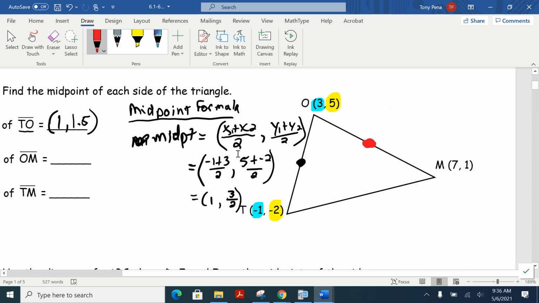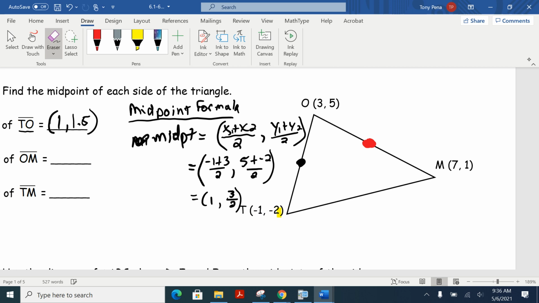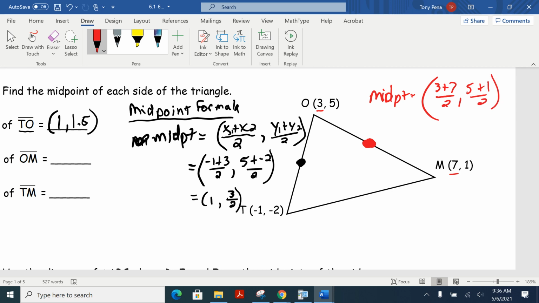Same exact process. We are going to add the x's up. So that would be 3 and 7. Divide by 2. You're going to add your y's up, the 5 and the 1. Divide by 2. This should give us 10 divided by 2. So that's a nice number. 6 divided by 2, also a nice number. And our midpoint should be 5, 3. All right, good. All right, do the last one real quick.